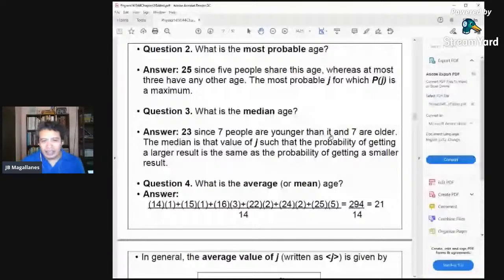The median is the value of j such that the probability of getting a smaller value of j is the same as getting a larger value of j. There are 7 people aged below 23, and there are 7 people aged greater than 23.